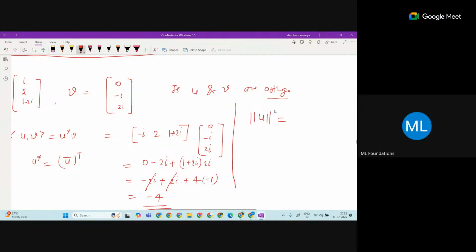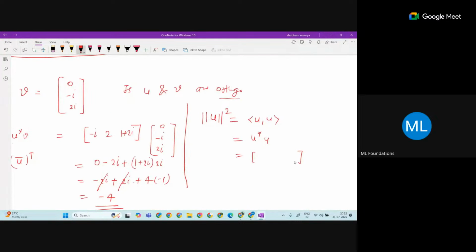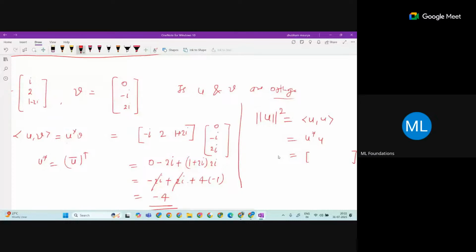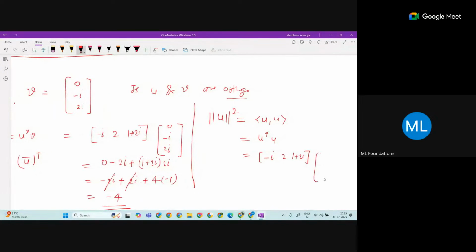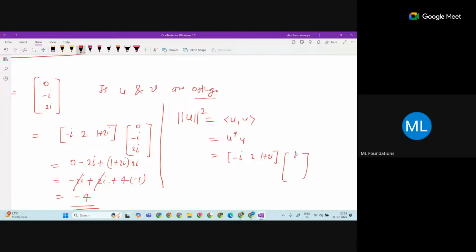Generally, we'll do the same thing. If you want to find the norm, just do the norm square. And the norm square is nothing but the inner product between U and U itself, that is U star U. I have to convert it horizontally. Previously it was minus i, 2, and 1 plus 2i, and U is the same: i, 2, and 2 minus i.